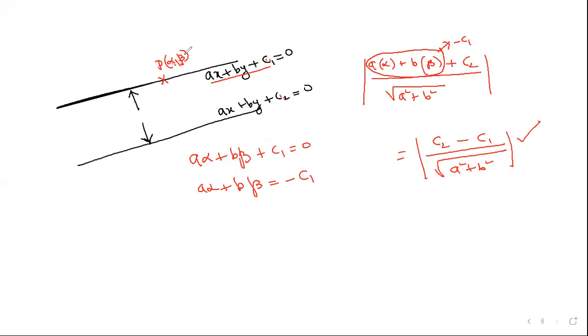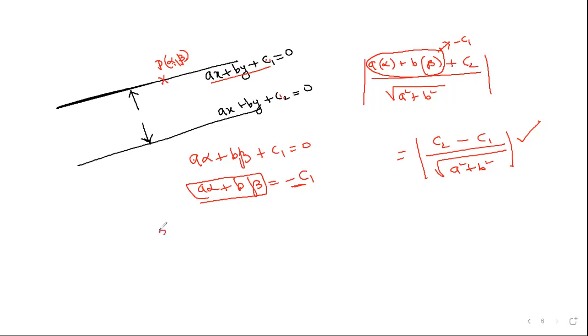How did I switch it? It is because this point is on this line, so it should satisfy the equation. If I replace x by alpha and y by beta, I should get the answer 0, right? That means A alpha plus B beta will always be minus C1. So I can replace this by minus C1. C2 minus C1 upon root of A square plus B square. Understood the formula?